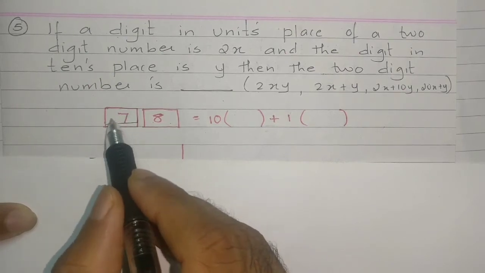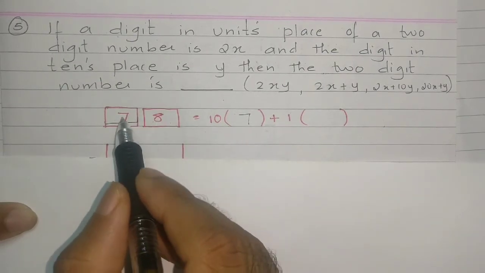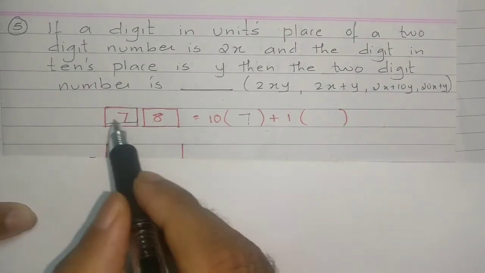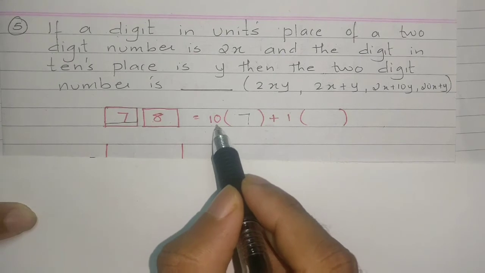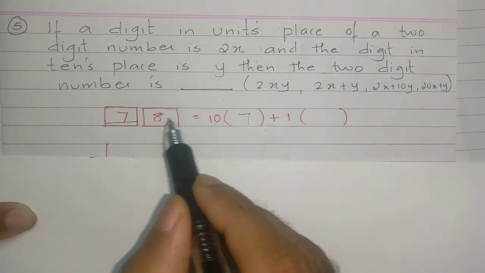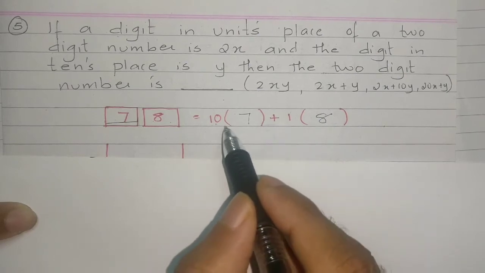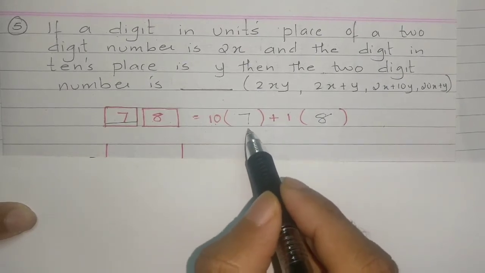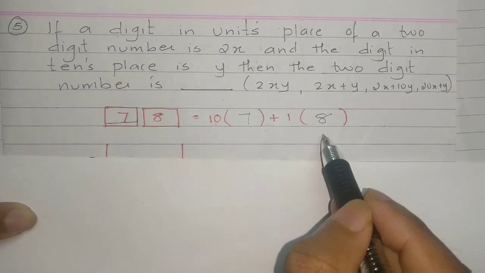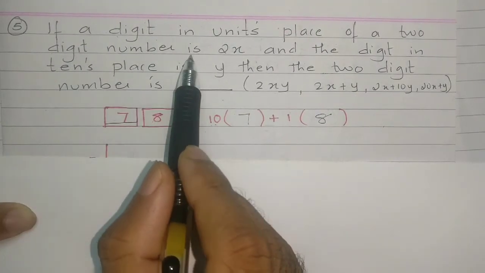So 7 occupies the place of tens. This is units, tens, and then hundreds, thousands, and so on, right? So 7 occupies the place value of the tens. That's the reason this is 10 over here. And 8 occupies the place of ones. Now my number will become 10 into 7 is 70 plus 1 into 8 is 8. Total is 78.